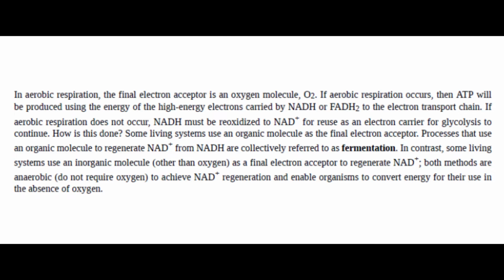In aerobic respiration, the final electron acceptor is an oxygen molecule, O2. If aerobic respiration occurs, then ATP will be produced using the energy of the high-energy electrons carried by NADH or FADH2 to the electron transport chain. If aerobic respiration does not occur, NADH must be reoxidized to NAD+ for reuse as an electron carrier for glycolysis to continue. How is this done?